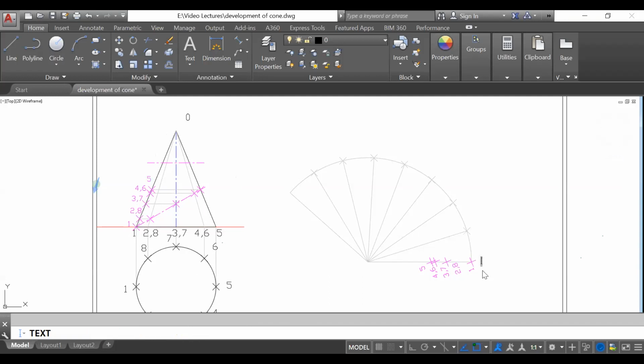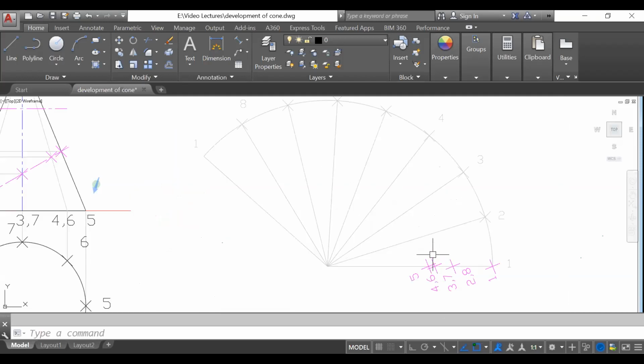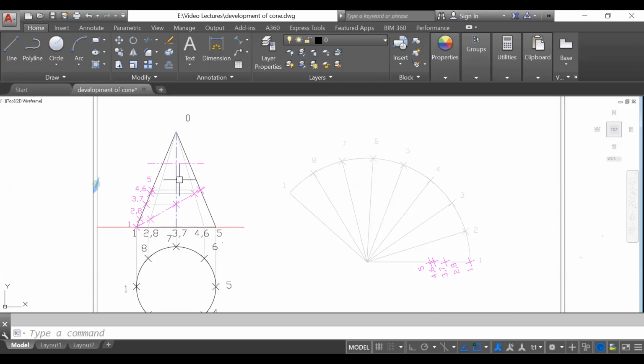Here it is 1, then 2, I'm opening it from 1, 3, then 4, 5, 6, 7, 8, and then 9 here, no, 1. Okay, likewise, now I have to take the projections of these points. So now look here. Point 1 is on one line, points 2 and 8 are on 2 and 8.